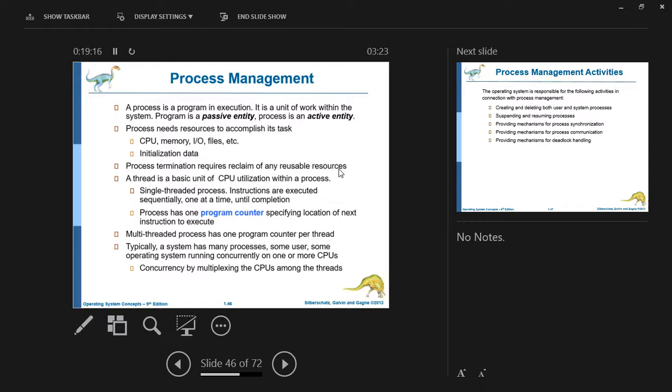A thread is a basic unit of utilization within a process. Basically, a thread is a subpart of a process, you can say that, right? So the difference between the process and the thread is that the process will have its own address space, whereas threads will share the same address space. It's a subpart of a process, but feature-wise, from an execution point of view, they are the same.